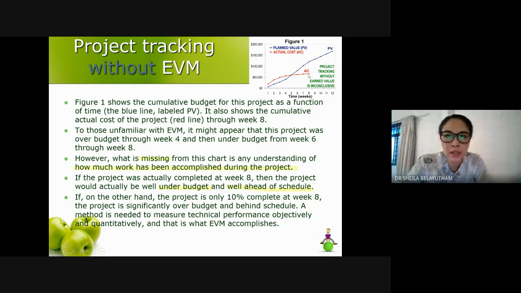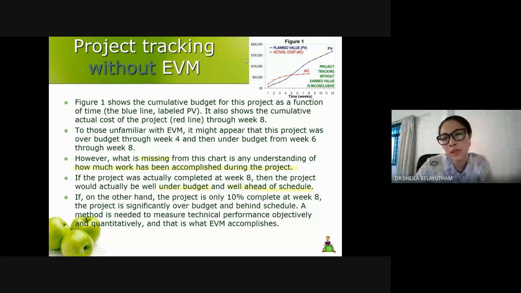However, what is missing is the understanding of how much work we have actually accomplished during the project. This is what I've mentioned. We can know the cost, but what has actually been completed on site, because all this reporting is given as such. You will not be bringing the client to the side and saying, okay, with that over budget, we have actually completed this much.